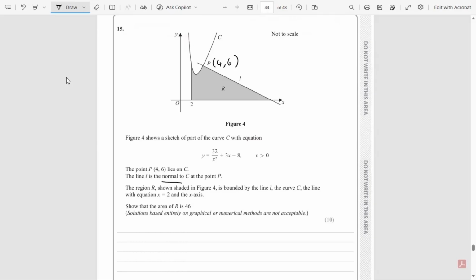So that means differentiation will be involved because remember, to find the equation of the normal line, you obviously need the gradient of the normal line, and that means you need the gradient of the tangent. So that will involve differentiation.